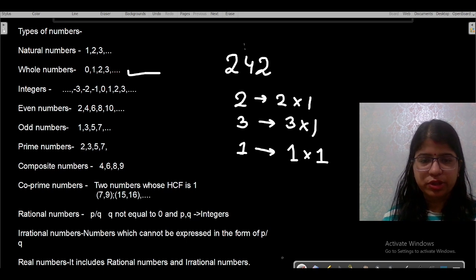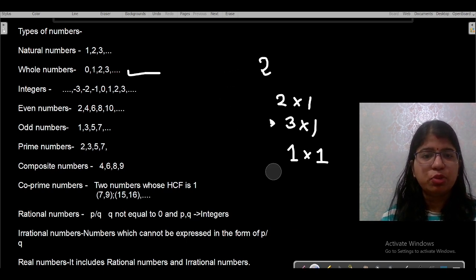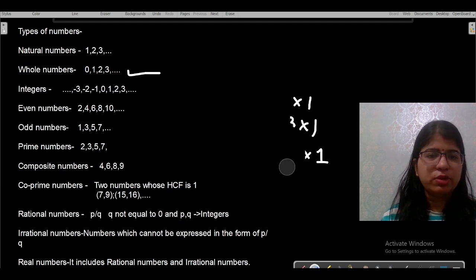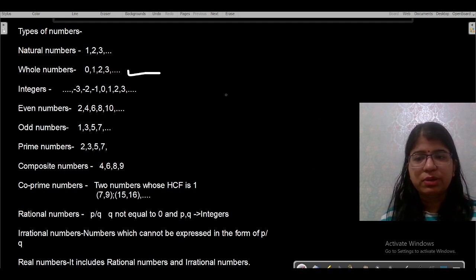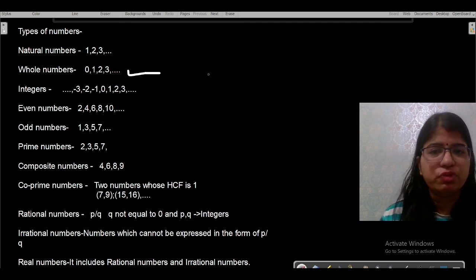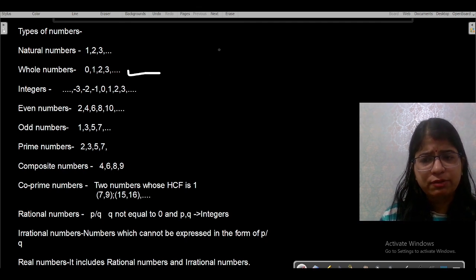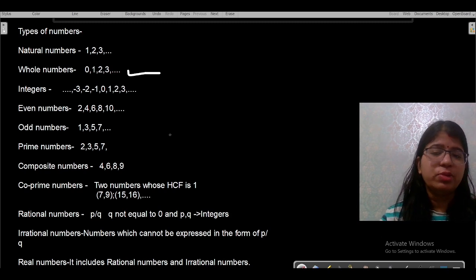Now we have composite numbers. What are composite numbers? Composite numbers are numbers which have more than two factors. In prime numbers we have seen the numbers which have only two factors, and now in composite numbers we will have numbers which have more than two factors. The smallest composite number will be 4.